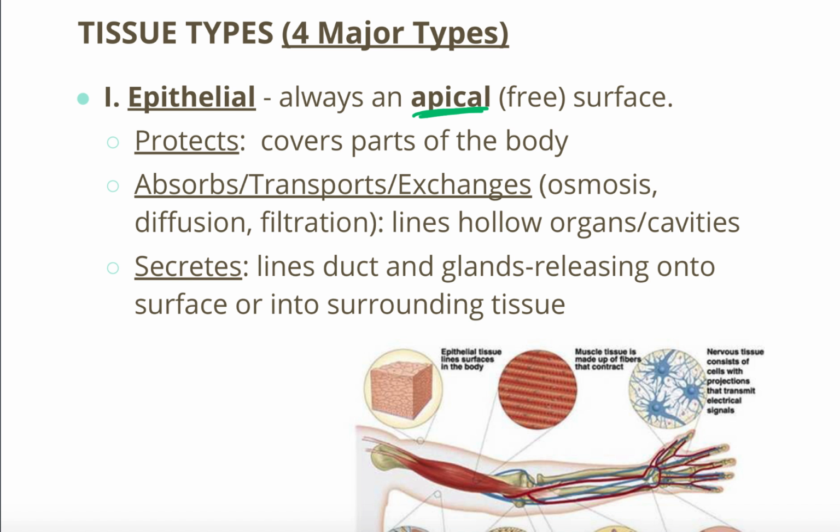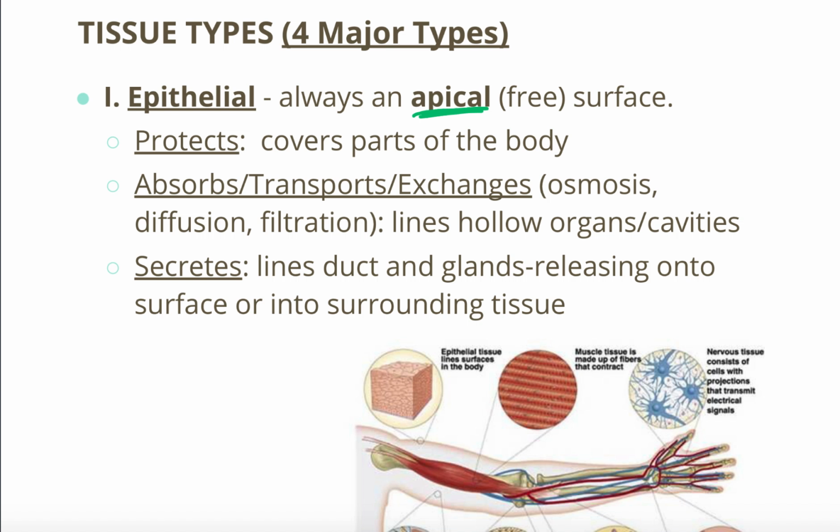In addition to that, you'll find epithelial tissue elsewhere in the body, and when it lines your hollow organs and cavities, it plays a role in absorbing, moving, aka transporting, and exchanging materials across epithelial tissues and further deep into the body into other tissues underneath the epithelial tissue, like connective tissues.